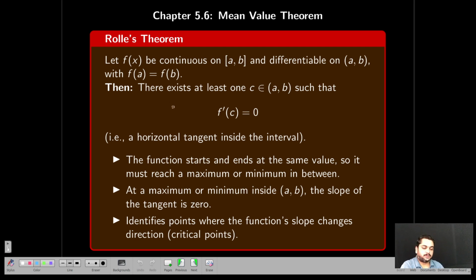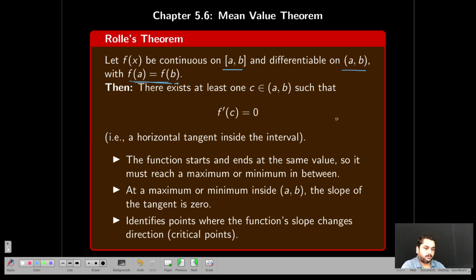Next, we'll come to some of the few theorems which are very helpful in solving many real world problems, engineering problems. Okay, the first one is Rolle's theorem. The concept is very simple. Let f of x be continuous on closed interval a comma b and differentiable on open interval a comma b with f of a equal to f of b.